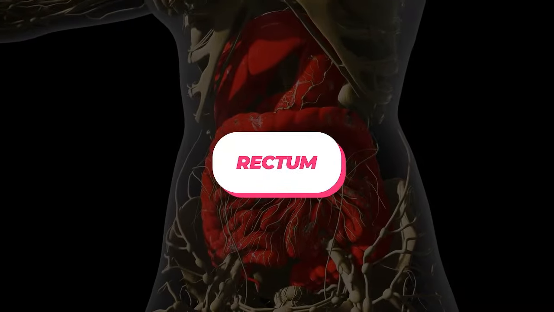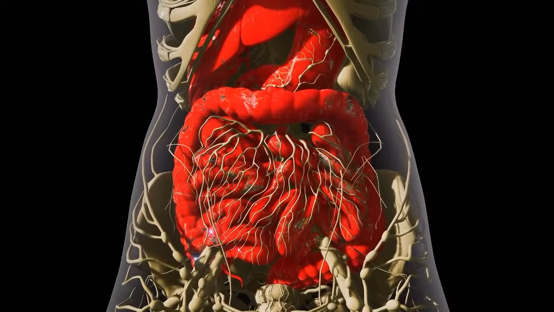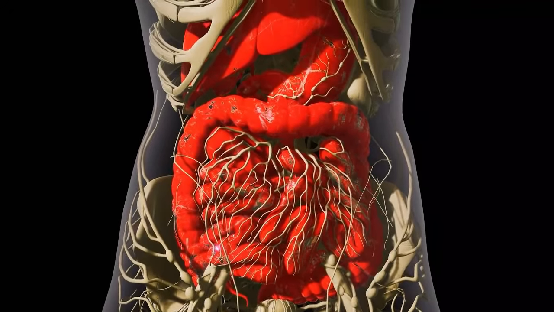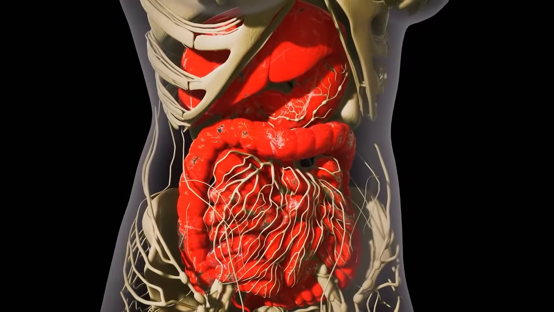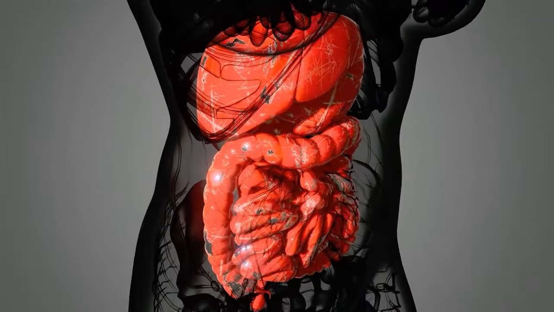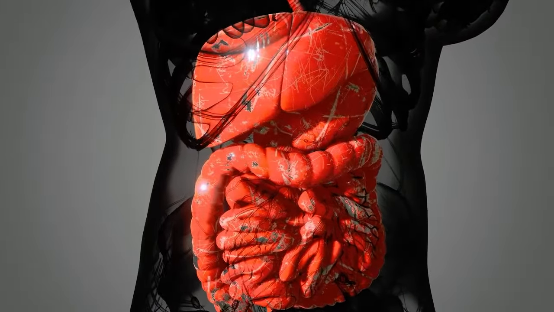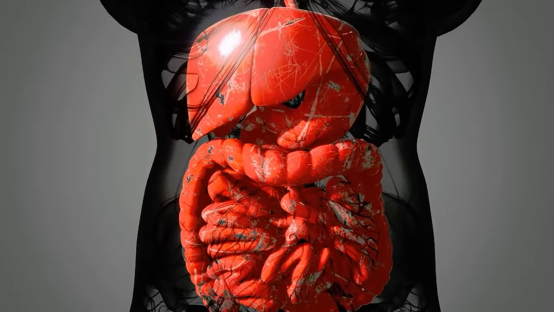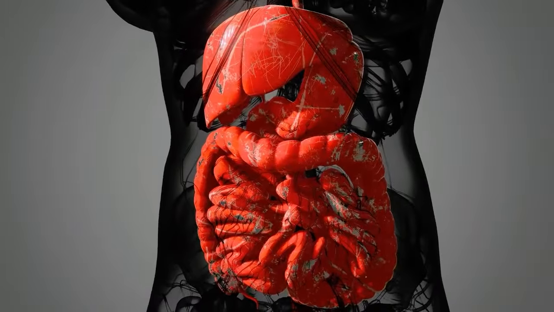Rectum. The rectum is the last section of the large intestine and plays a key role in the elimination of waste from the body. It is a muscular tube that temporarily stores feces before they are eliminated through the anus. The rectum also plays a role in the process of defecation, which is the act of passing feces from the body.